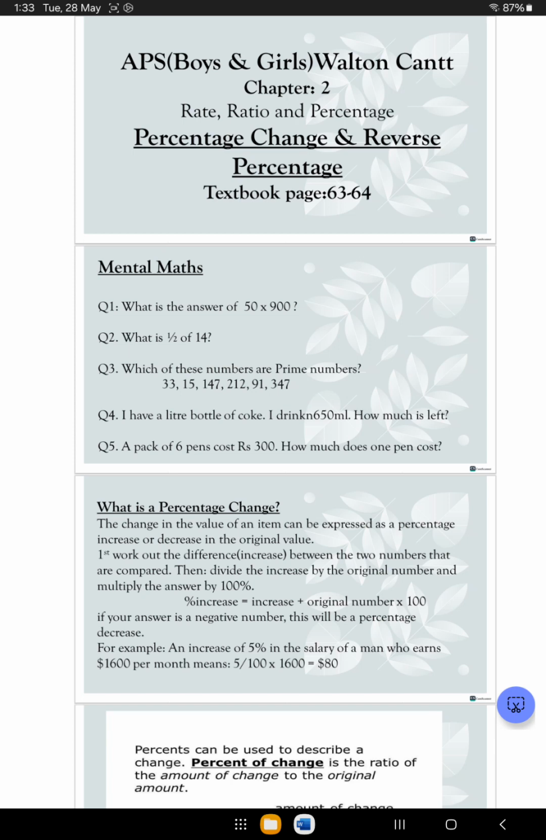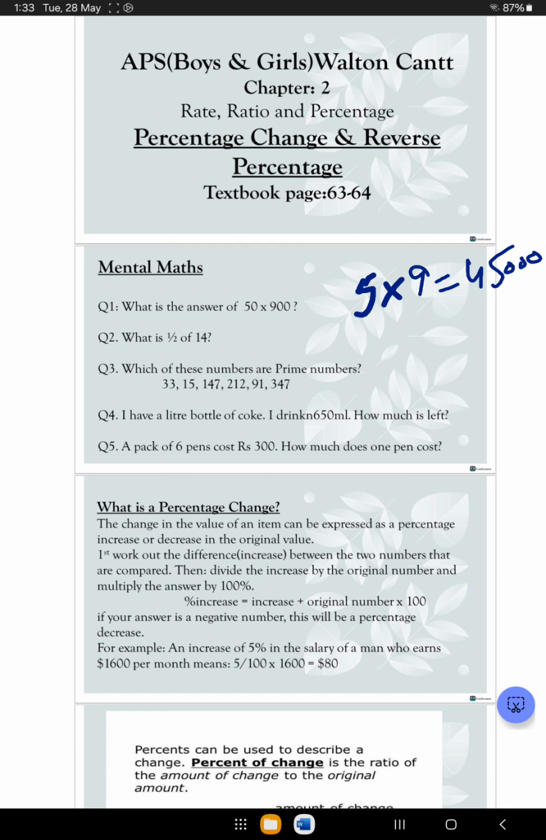Mental maths. What is the answer of 50 times 900? 50 times 900 is 5 times 9, which is equal to 45, and there are 3 zeros. We just put the zeros. Answer is 45,000. Same as it is.